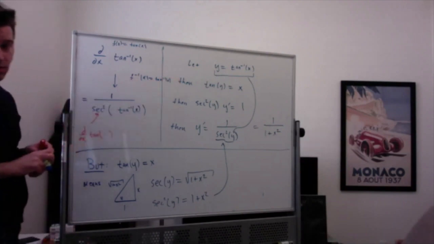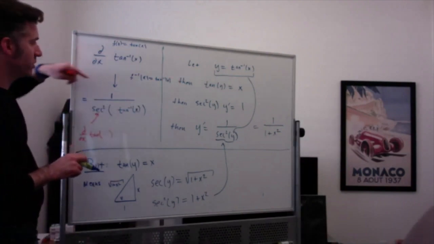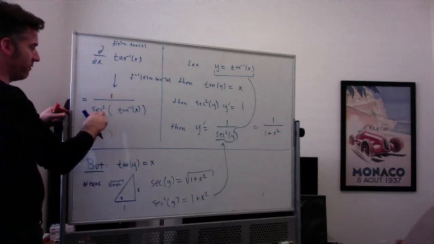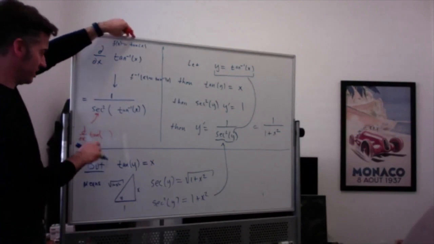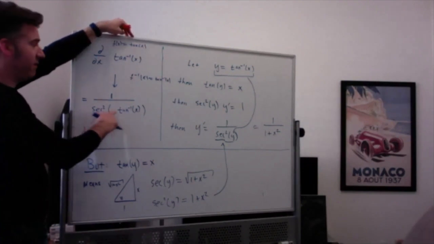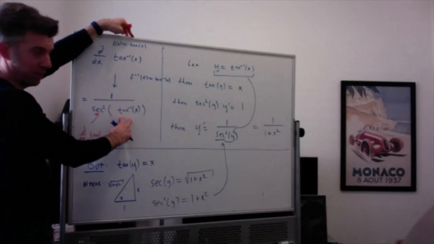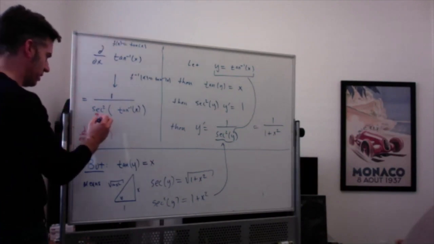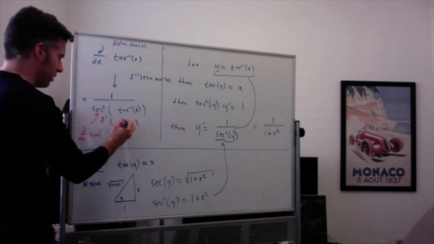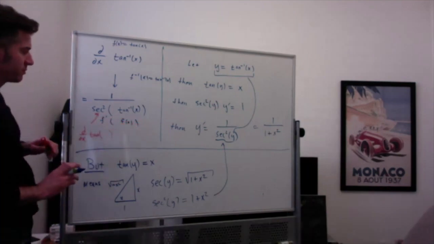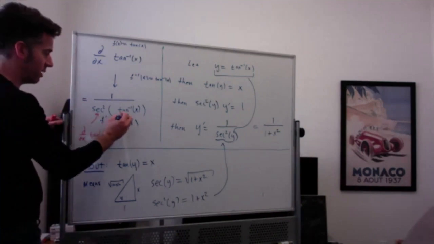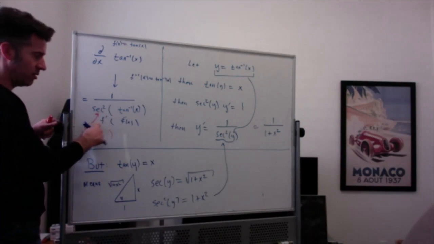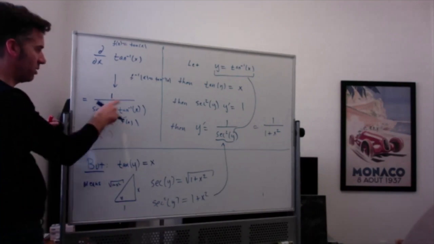Then you could use the formula that says the derivative of the inverse function is 1 over the derivative of the function, and the derivative of tangent is secant squared, evaluated at the inverse function. This is 1 over f prime of f inverse. Our function is tangent, the f prime is secant squared, the inverse is inverse tangent. So you get 1 over secant squared of inverse tangent.